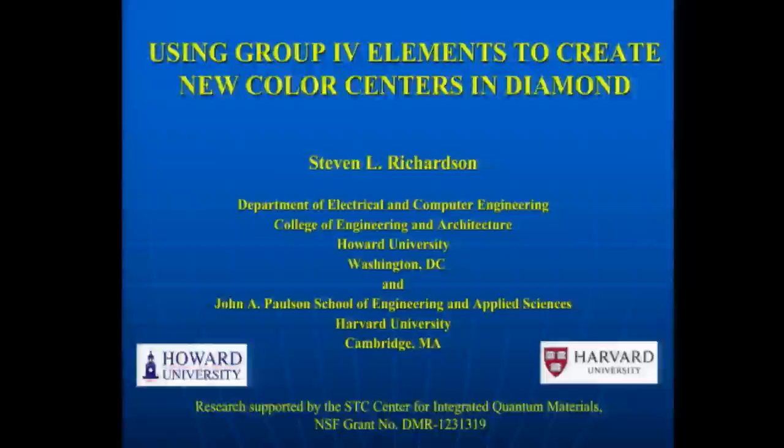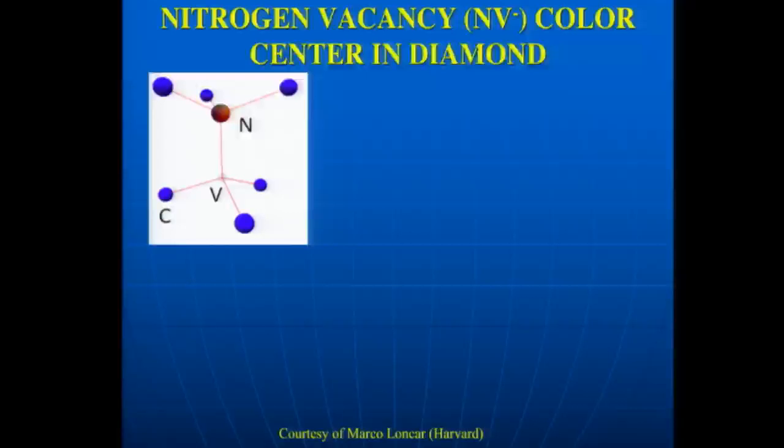Testing? Okay. So this afternoon I'm going to tell you about some efforts, experimental and theoretical efforts, looking at group four elements as potential color centers in diamond. So the nitrogen vacancy is perhaps the most famous color center. You can form it by taking the carbon lattice in diamond and just replacing two of the carbon atoms with a vacancy and nitrogen, and then adding an electron to it.